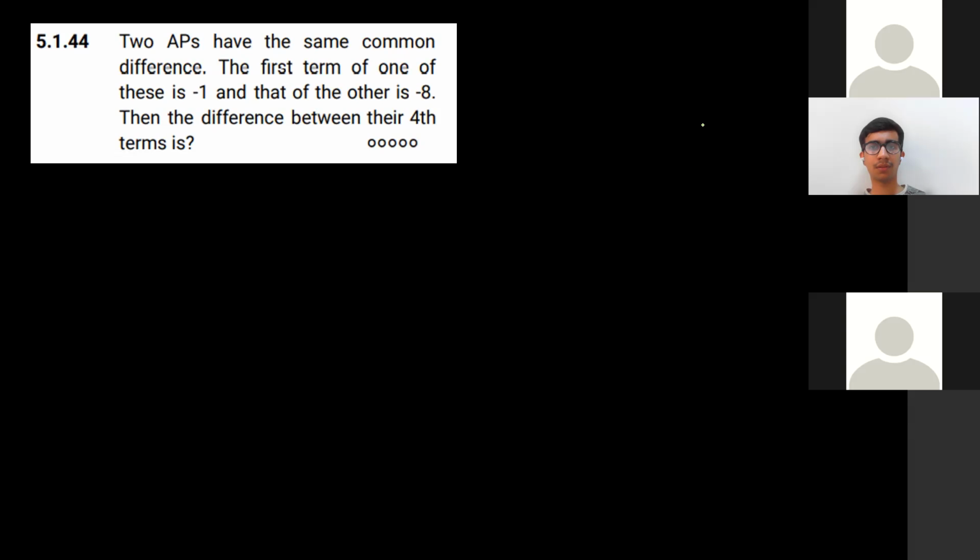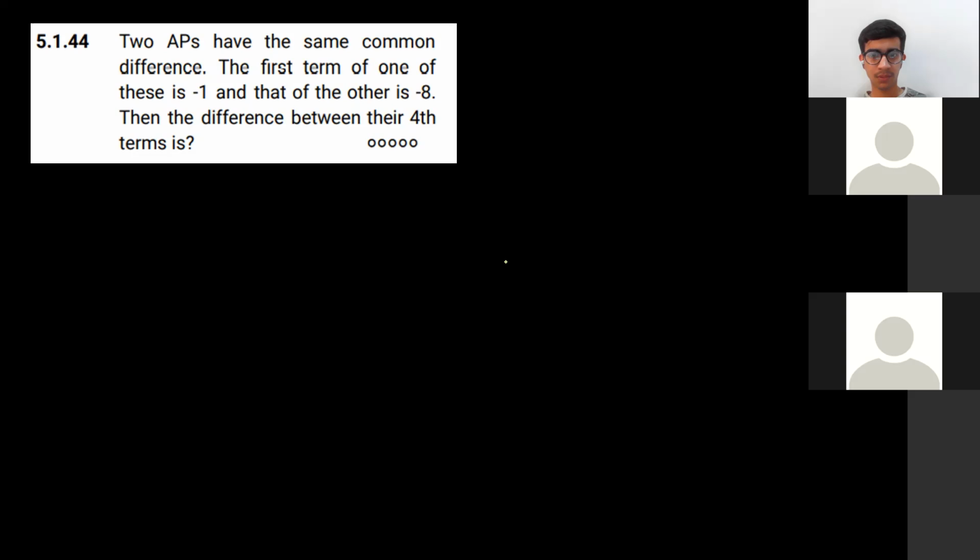Raghav, you have a doubt? Raghav? So can you solve this question once? Yeah, so tell me what part of the question you didn't get? So the common difference is the same, and the first term is -1 for the first AP, and the other one is -8. Now we have to find the difference between the fourth term of both of them.